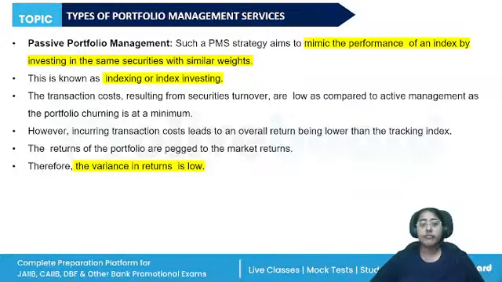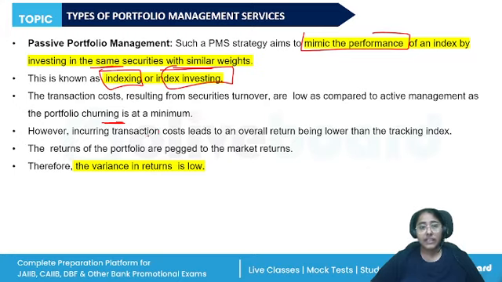Passive, on the other hand, where the manager aims to mimic the performance. Whatever the index is doing, we will do the same. We will copy it. We will invest in the same securities with similar weights. This is known as indexing or index investing. So the churning is at its minimum. However, incurring the transaction cost leads to overall return being lower. So there is lower return and lower risk as compared to active portfolio where there are higher returns and higher risk. That is the difference between active and passive. Active outperforming the index, passive mimicking the index, copying the index.